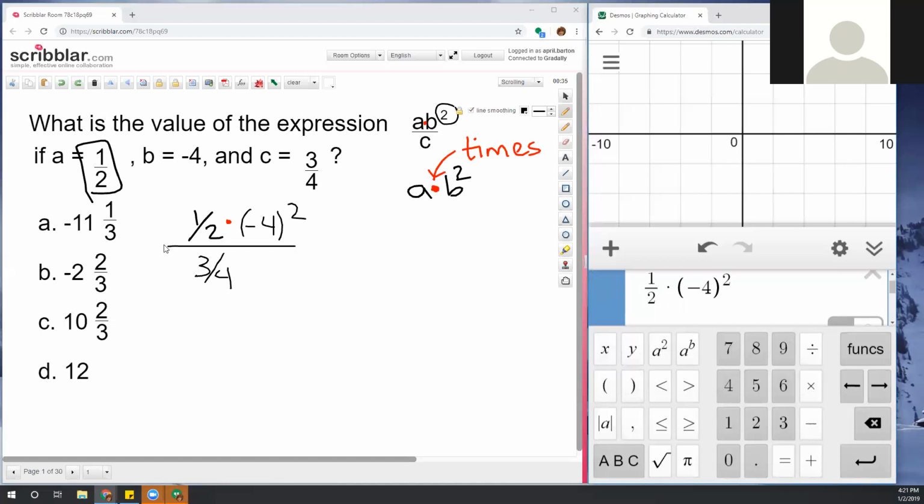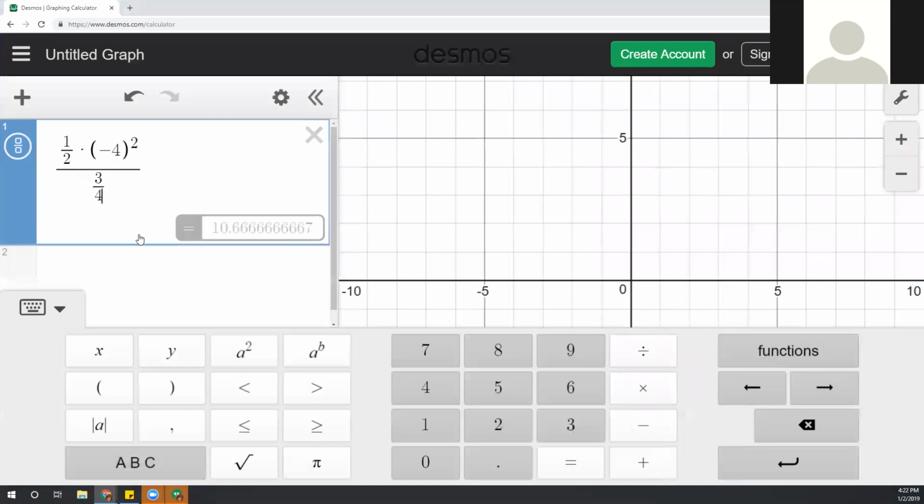We need to make it a big fraction, but this fraction bar is touching everything on top. If we highlight everything and hit divide again, it changes it into one big fraction. And then we can put the 3 divided by 4, which again, even though it shows as a fraction, we hit the divide button. So I'm going to make this big so that we can see the whole thing at once.